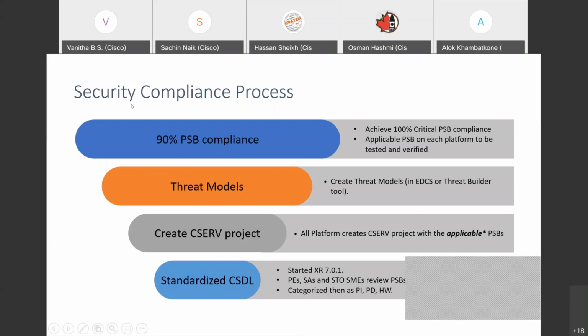Security compliance process started in 701 and it came in from Jonathan's level, STO insisting that XR has to become security compliant, and it started as an initiative.